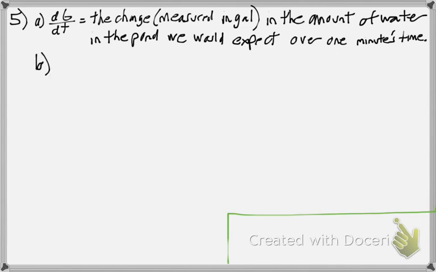Part B says, while water is running out of the pond, do you expect dg over dt to be positive or negative? Well, if we're losing water, then that's going to be negative.